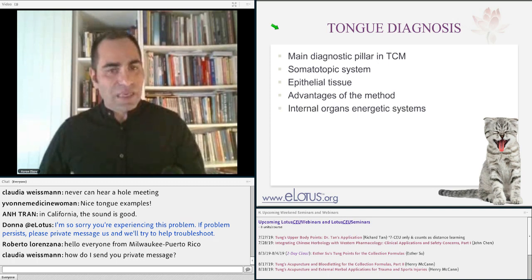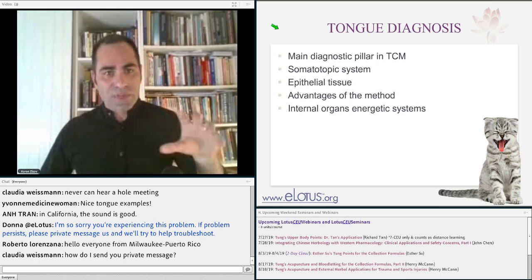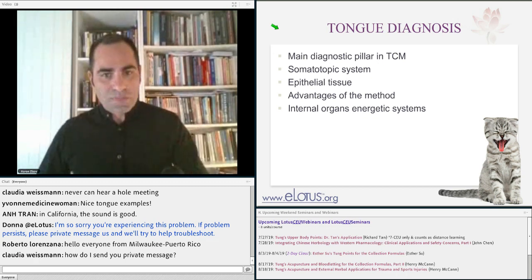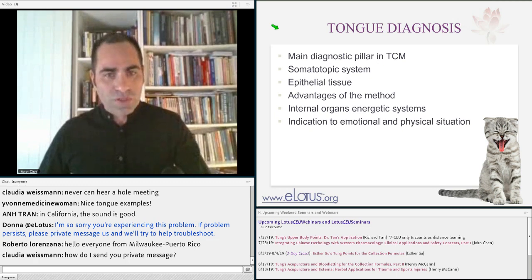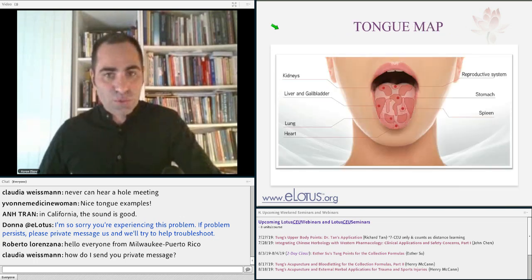But of course, we can see the internal organs, energetic systems as a whole. When we look at different systems, we can see the whole connection to that. We'll talk about it more, of course. And we also can consider emotional and physical situations, which is very important. I think the majority of the problems, even orthopedic problems, in many times, they rise because of some emotional state of the person. And we can see that through the tongue.